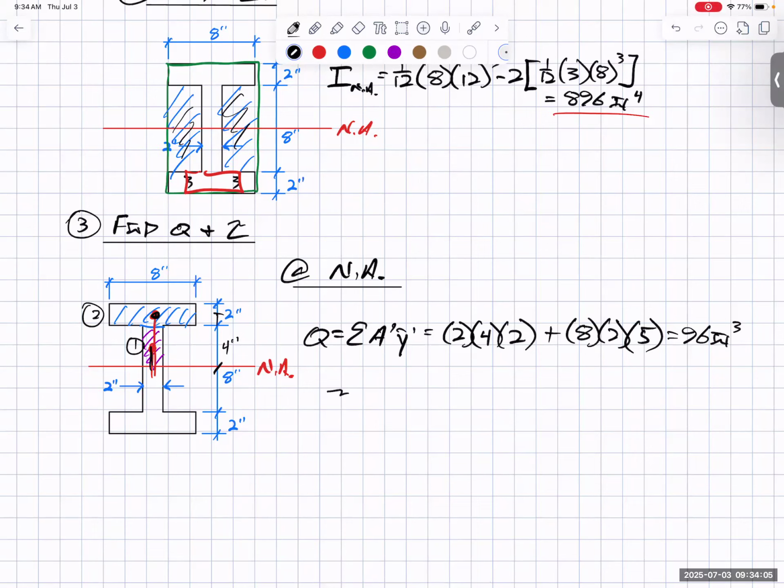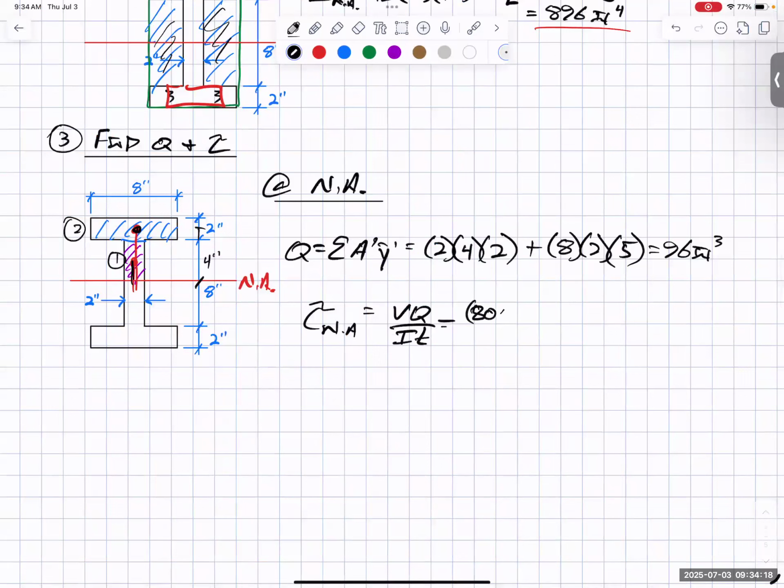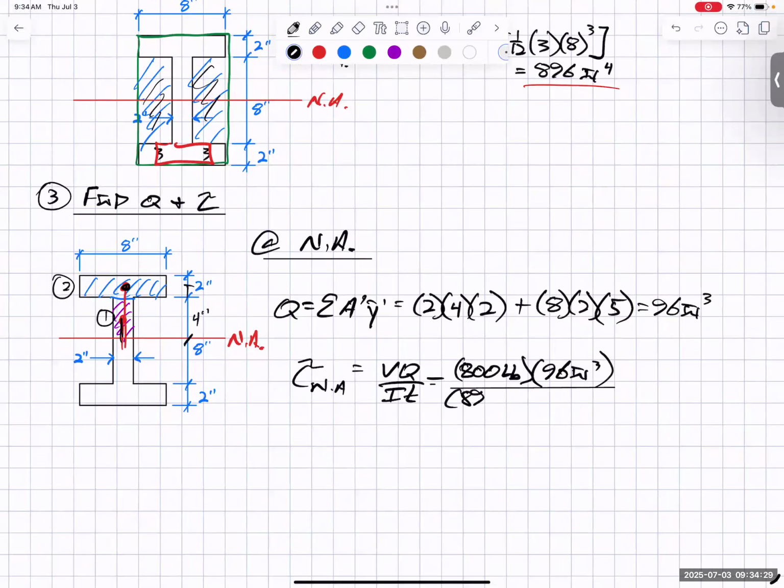Cool. So now I'm ready to actually find the shear stress at the neutral axis. We said it's equal to VQ over IT. Maximum shear force was 800 pounds. We have our Q at this location, 96 inches cubed. We have our moment of inertia, which I found to be 896 inches to the 4th. And then t, what is t? At this neutral axis, we want the shear stress right there. That is my t, which is 2 inches. Put that whole thing together, I end up with what?